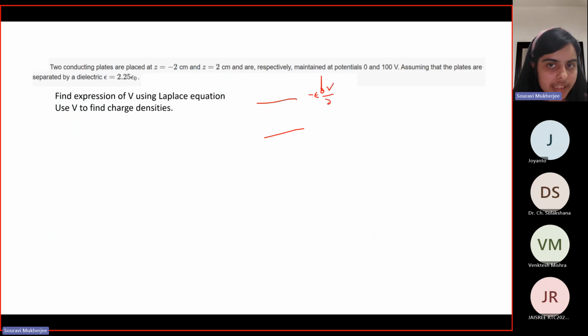For this case, del V del Z will be nothing but A, because your V has the form AZ plus B. So del V del Z at Z equal to plus 2, and similarly here again at this point, it will be minus epsilon del V del Z at Z equal to minus 2. And you have to be careful about the direction of your field. Del V del Z is nothing but the field. E is equal to minus grad V, so minus del V del Z is nothing but the electric field.